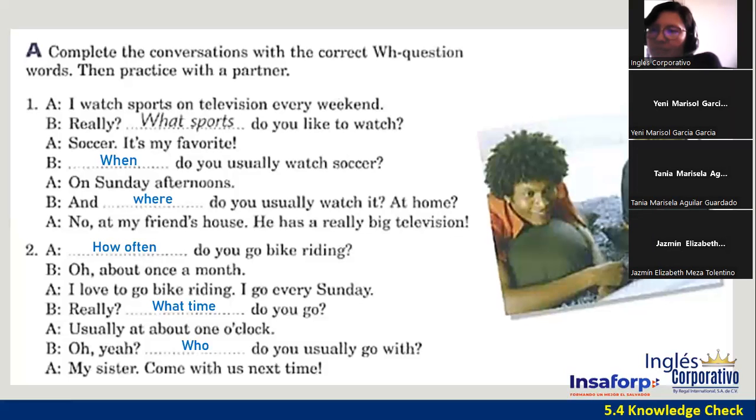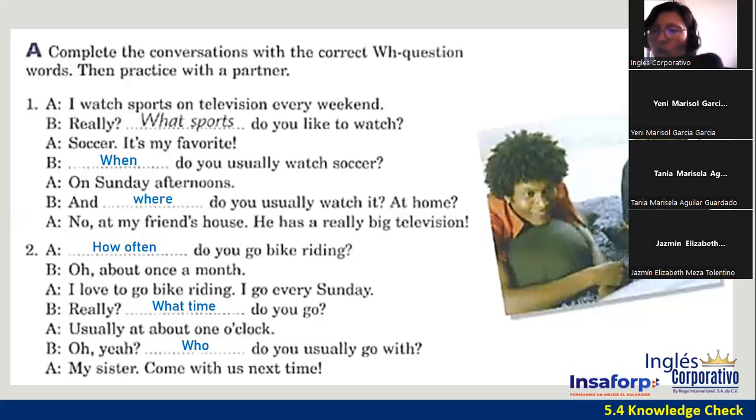How often do you go bike riding? About once a month. I love to go bike riding. I go every Sunday. Really? What time do you go? Usually at about 1 o'clock. Oh, yeah? And who do you usually go with? My sister. Come with us next time.